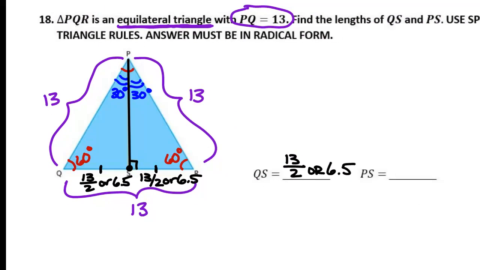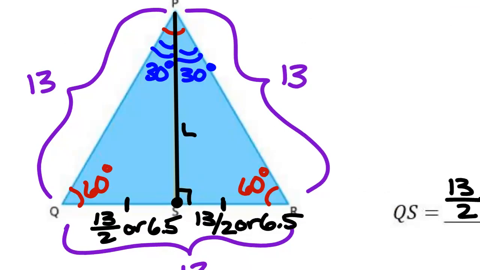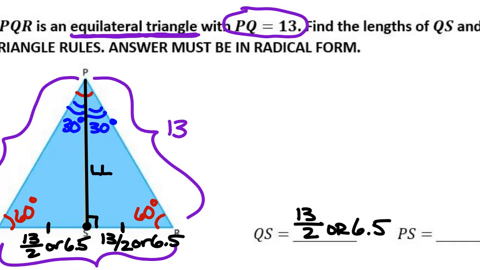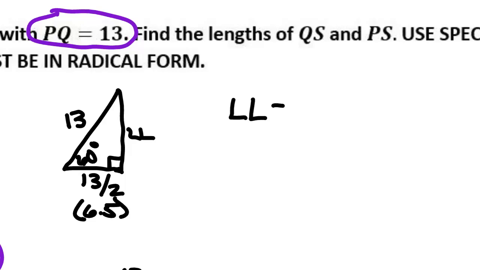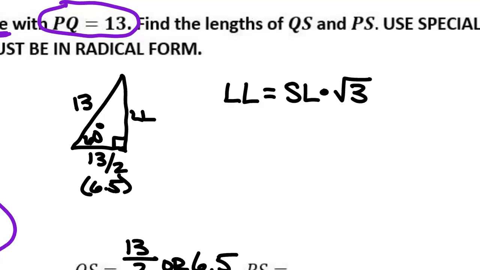And then from P to S, this would be our long leg of a 30, 60, 90 triangle. We know that this side is 13. This side is 13 over 2 or 6.5. And this is our long leg. For the long leg in a 30, 60, 90 triangle, that is the short leg times the square root of 3. That short leg is 13 over 2, or 6.5.